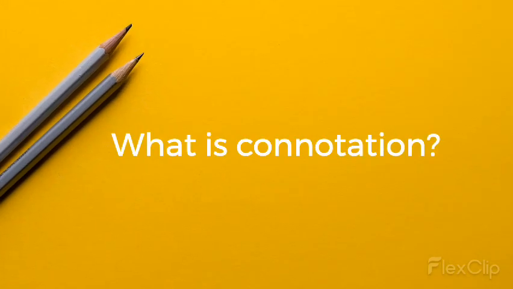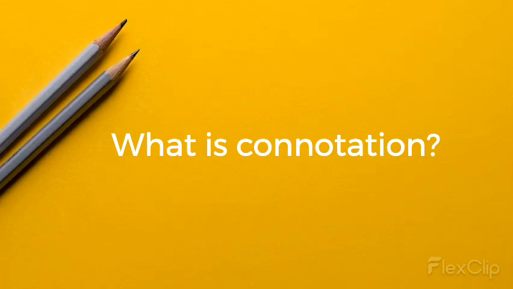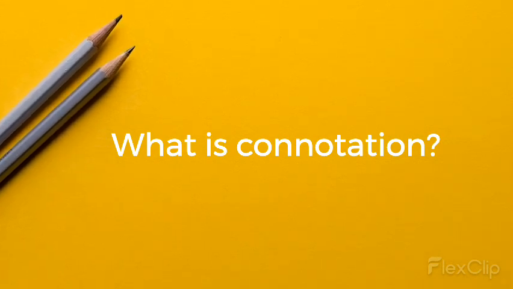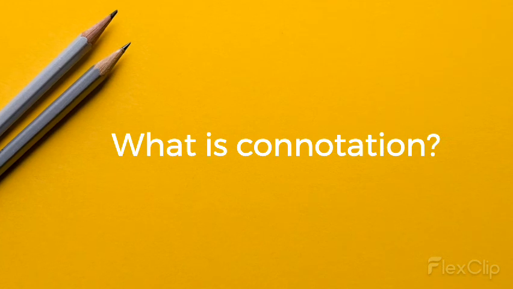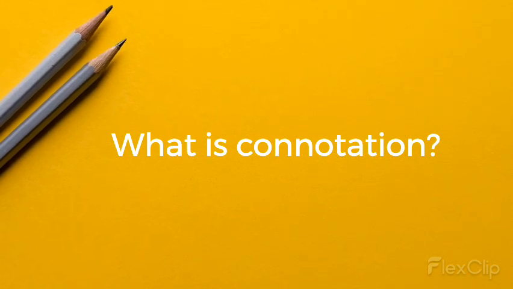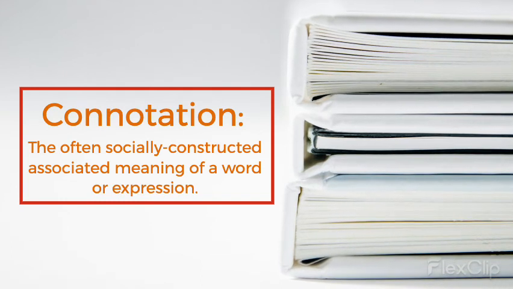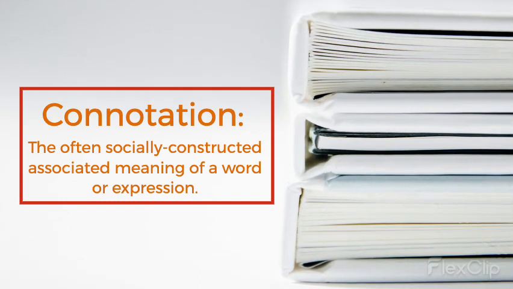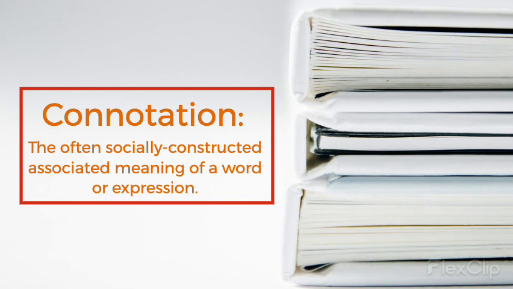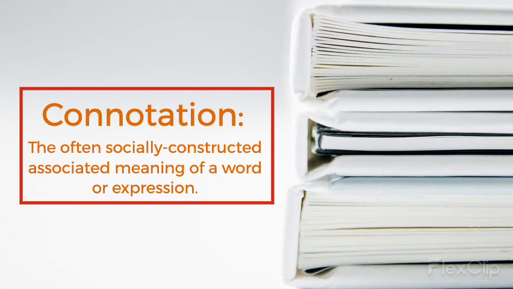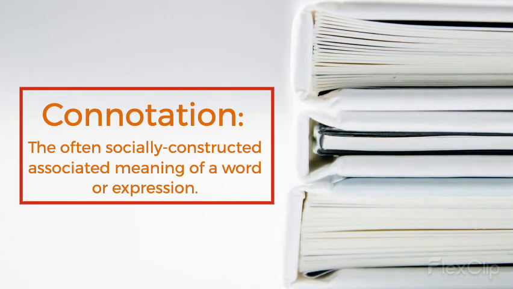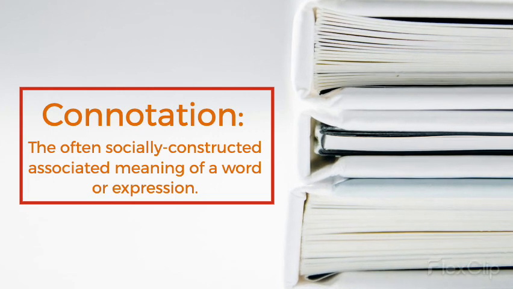Now that we have a better understanding of denotation, we're going to look more at connotation. What is connotation, and what are some examples of connotation in the real world or in literature? Connotation is defined as the often socially constructed associated meaning of a word or expression. Unlike denotation, we're now looking at what the hidden meanings in the word might be. What does the word make you think or feel?